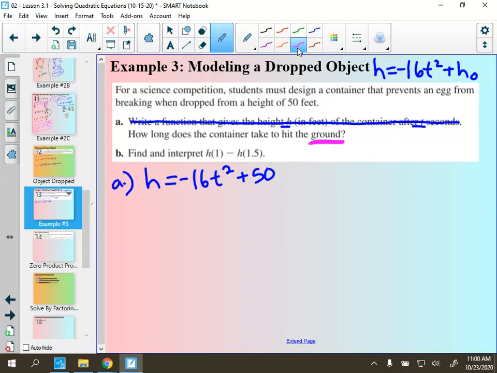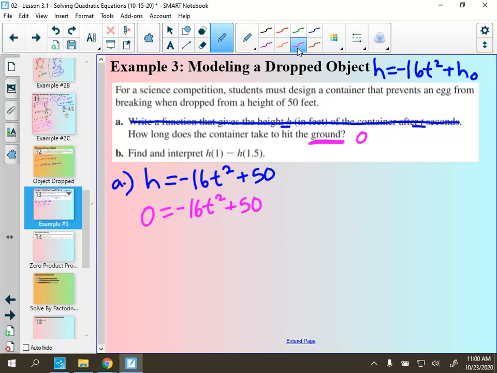ground, what would be the height in question, or what is the current height of an object on the ground? And hopefully we see that and think 0. The height off the ground would be 0 if we're on the ground. So the second part of A here involves, all right, let's use some of those skills that we were just working on and solve this equation for t.